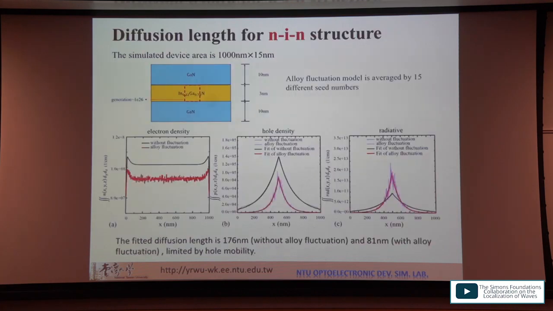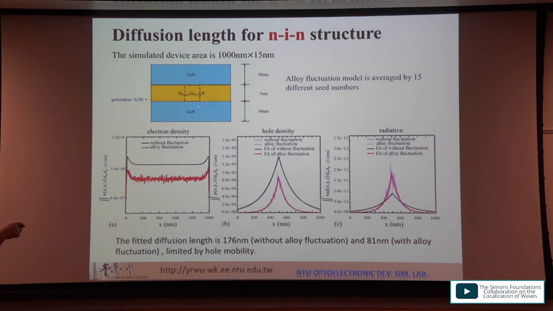So finally, there is the carrier diffusion. To study carrier diffusion with a landscape model, we study an NIN structure. The reason I study NIN is that I want the quantum well to be fully populated by electron density.